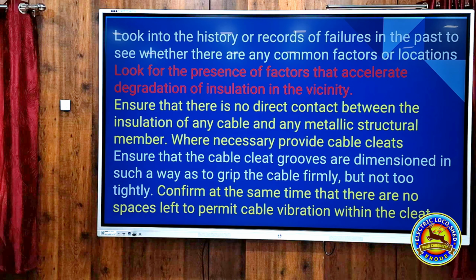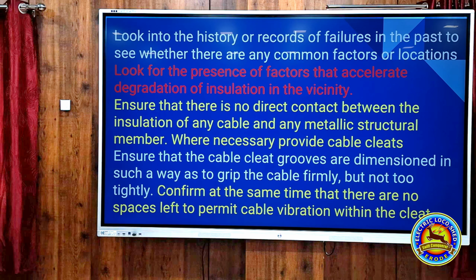Ensure that there is no direct contact between the insulation of any cable and any metallic structural member. In case of a cable failure, there are high chances that a metallic object, maybe a cleat or a sharp edge or a bolt or a projected metallic piece, may be hitting on the cable insulation, and due to the continuous running of the locomotive, that insulation may get punctured and that will cause a cable failure.